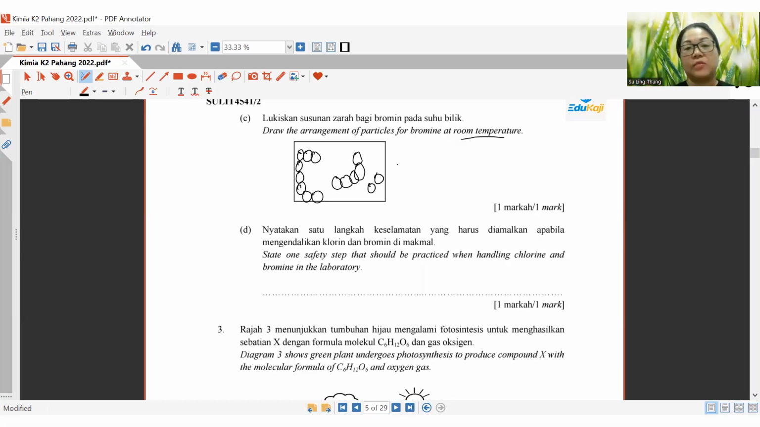So you just roughly draw a few sets of arrangement of particles to show that this is liquid form. Now D, state one safety step that should be practiced when handling chlorine and bromine in the laboratory. Normally when we are handling this kind of poisonous chemicals, we will perform the experiment in a fume chamber. So it is handled in the fume chamber.